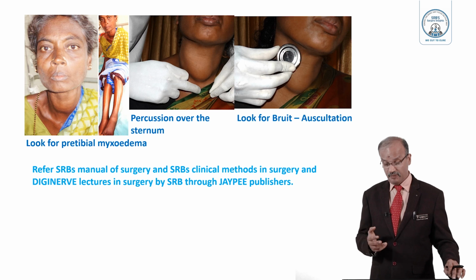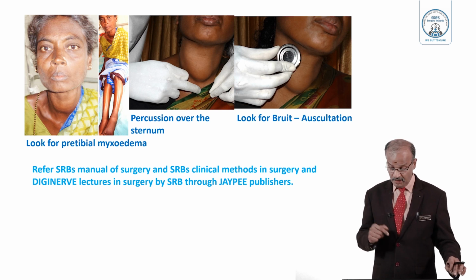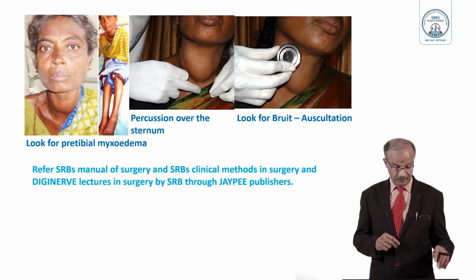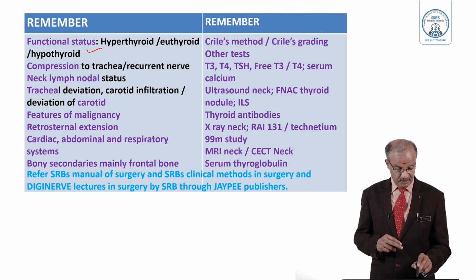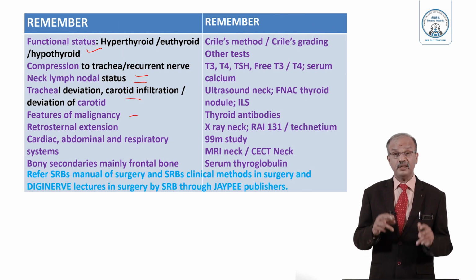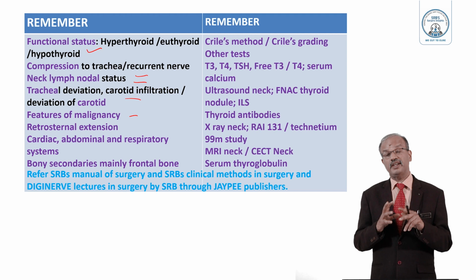Auscultation, bruit is important, in the superior pole, always bruit. And remember, these are the things which you have to remember always. Functional status, compression, neck node, trachea, carotid deviation. Carotid can be deviated, carotid can be infiltrated, with absence of carotid pulse.